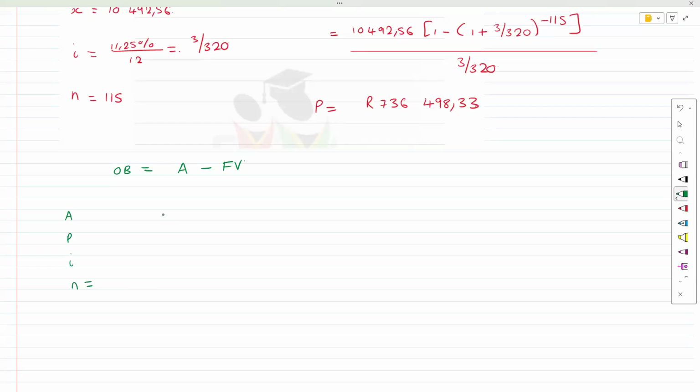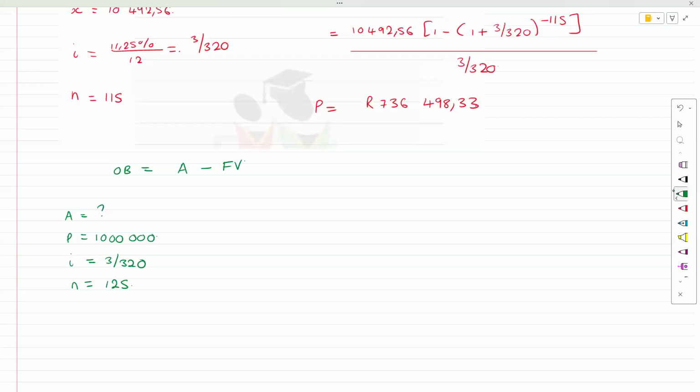Okay. So the A value we don't have. We do have the P value, which is 1 million. We do have the interest value, which I think is 3 over 320. And we do have 25 payments, so it's 125 payments. That's what he paid, guys.